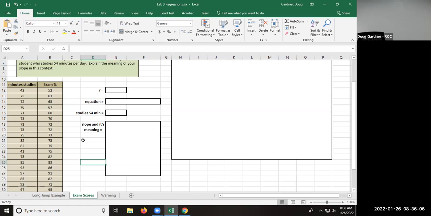Square root, because it's giving you r squared. You've got to take the square root of r squared. So you can break out your calculator, or you can do it in Excel. That's equals SQRT.